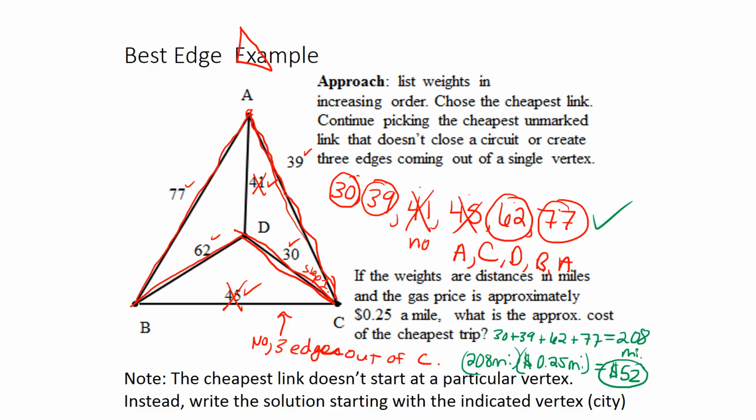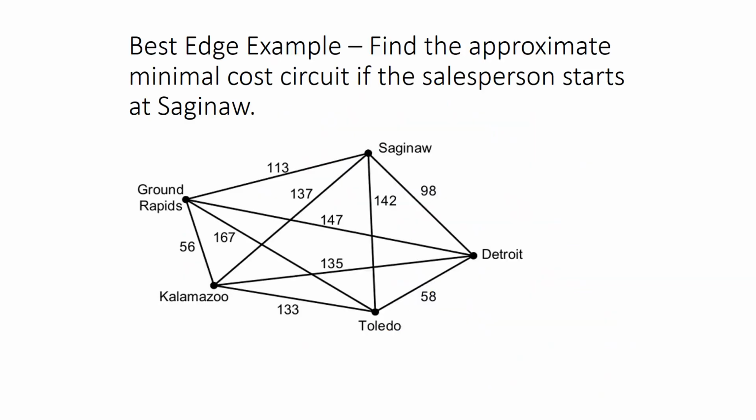So we will have one more example of this. And that will be the end of this section. Find the approximate minimal cost circuit if the salesperson starts at Saginaw. Again, this is the best edge example. We don't start at Saginaw and use the nearest neighbor. We're using best edge, which best edge is you don't start at a particular vertex.